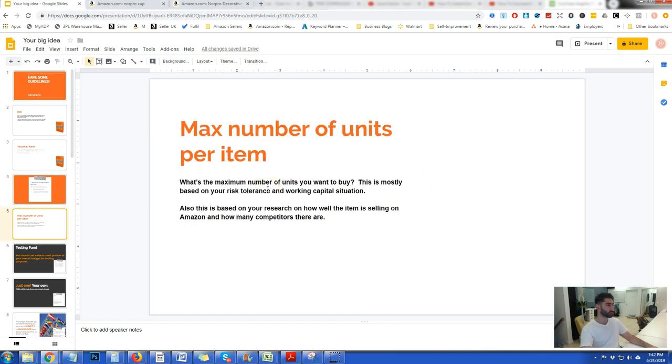Second to last thing we want to look at is the max number of units you want to order per item. So if you've figured out the ROI, how many units are selling, how many competitors are on that listing, and what your base profit margin is, now you want to figure out the max number of units you can buy. And again, this is based on your internal risk tolerance, and also a lot on research on Amazon, seeing how well it's selling and how many competitors there are.